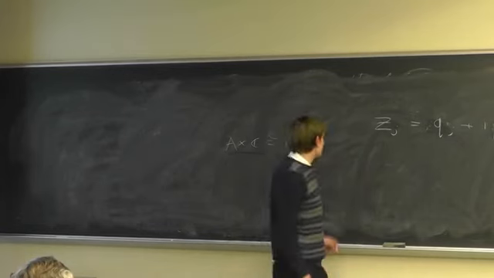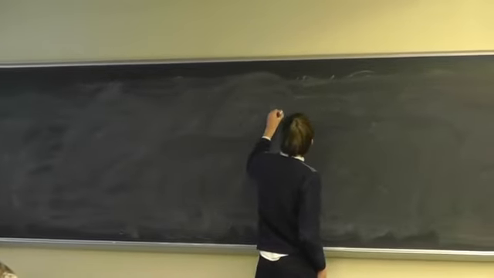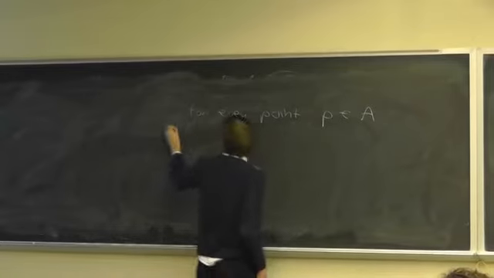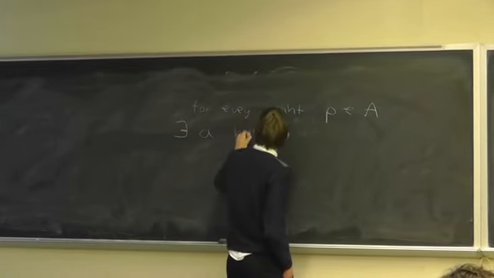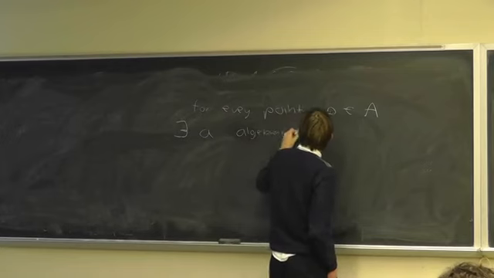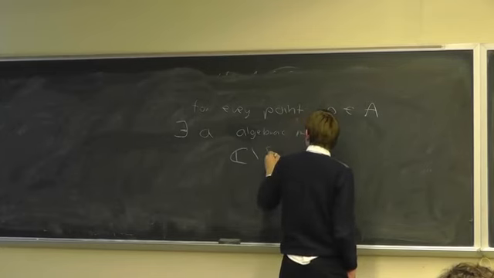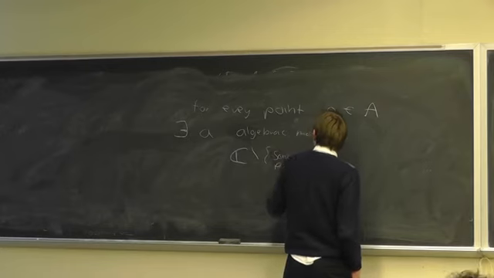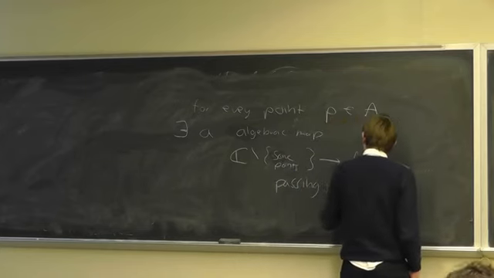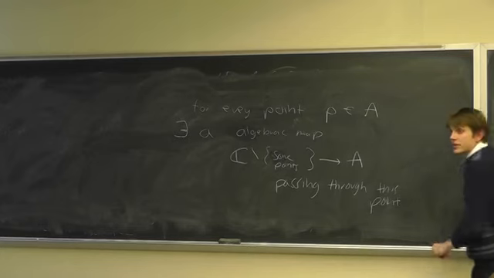So maybe I'll write this down. You can phrase it like this: for every point P in A, there exists a holomorphic map, well, an algebraic map, from C minus some points to A passing through this point. So that's what it means to be uniruled.